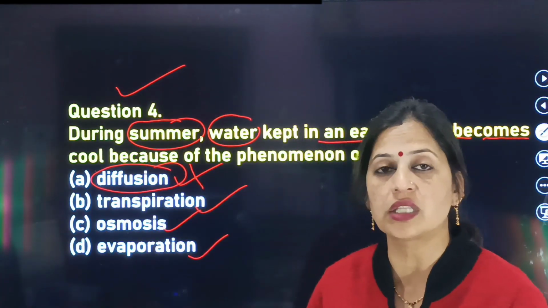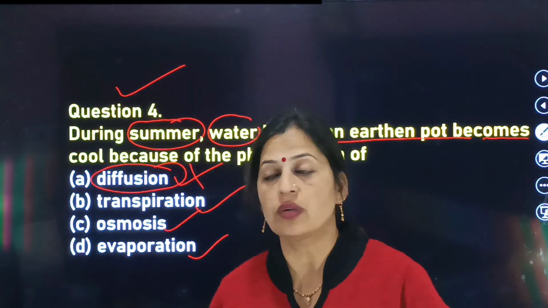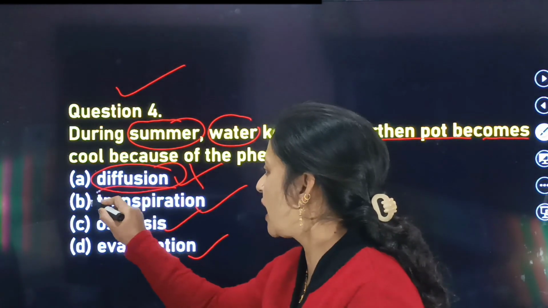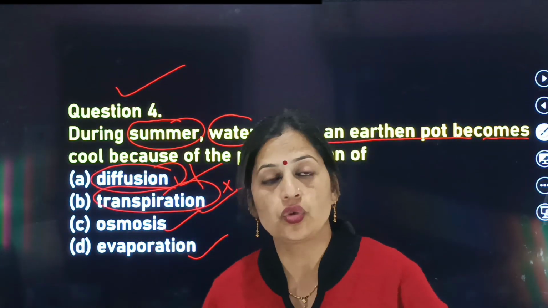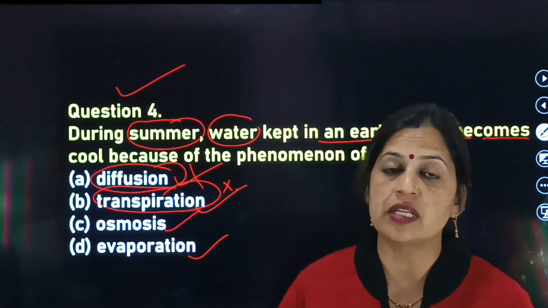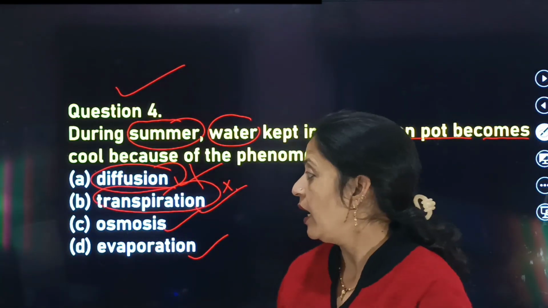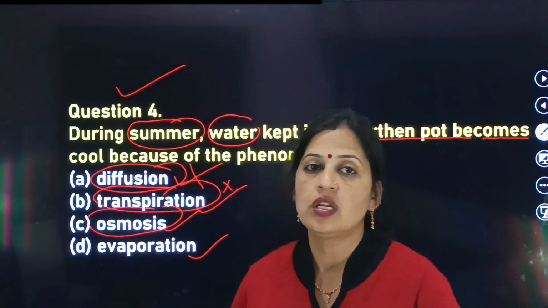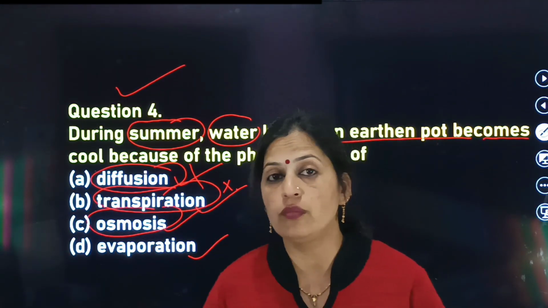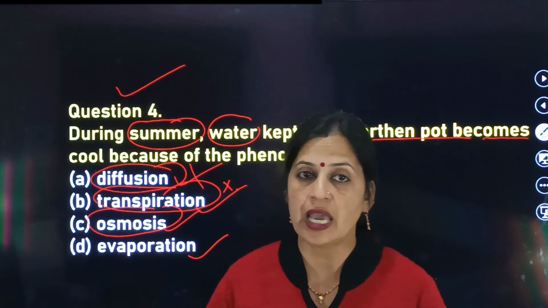Diffusion की वजह से जो earthen pot है उसमें water जो था वो cool नहीं होता है. Transpiration के केस में भी वो wrong statement है क्योंकि इसमें भी water cooling नहीं होता. And osmosis is the process where the concentration of the molecule moves from lower level to the higher level.